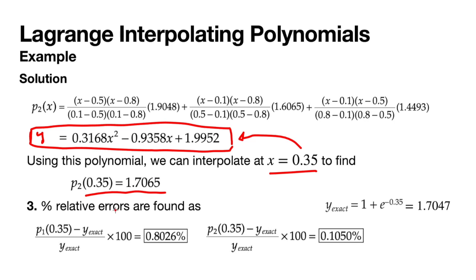1.7065. Now we need to calculate the relative error. To find the relative error, we must know the actual value. We can know the actual value by putting 0.35 in the function to get the exact value, which is 1.7047. We can find the percentage errors of both values by putting them in this formula, and we can see that with the first degree Lagrange polynomial there is 0.8% error, whereas when we use the second degree Lagrange polynomial and all the 3 data points given to us, we get only 0.1% error.